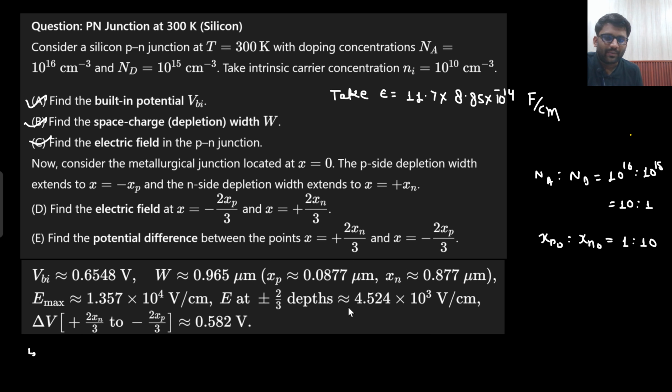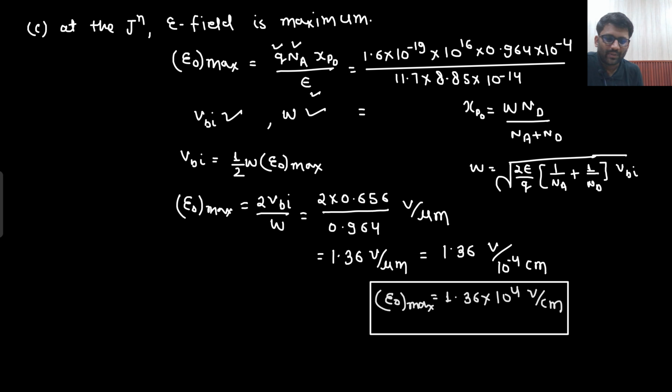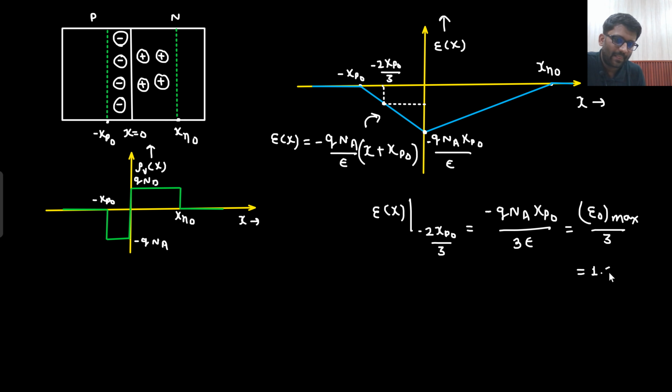You can see that E naught max divided by 3. This is the answer we are getting. So when you divide it by 3, that same answer you will get. So 1.36 divided by 3, so roughly around 4.5 into 10 to the power 3 volt per centimeter. Is that understandable to you or not?